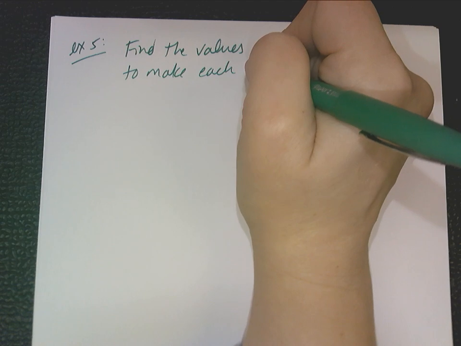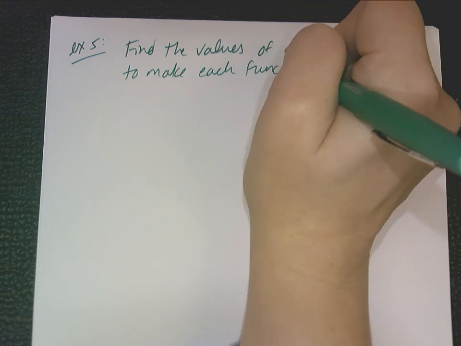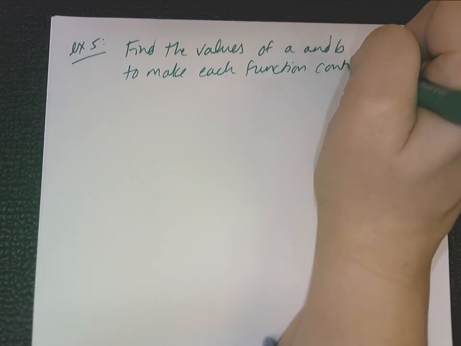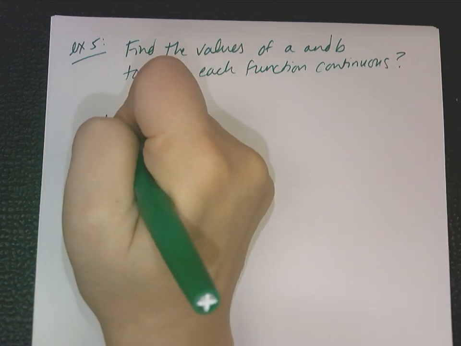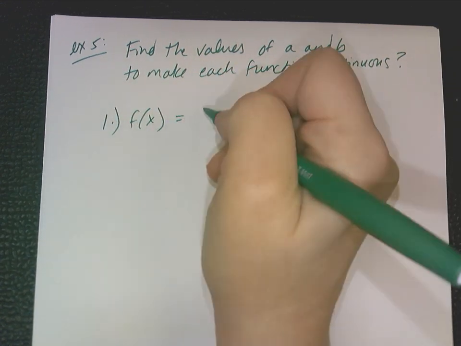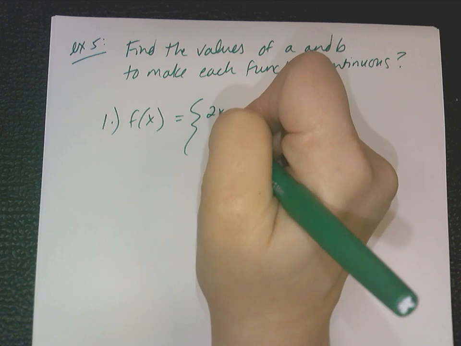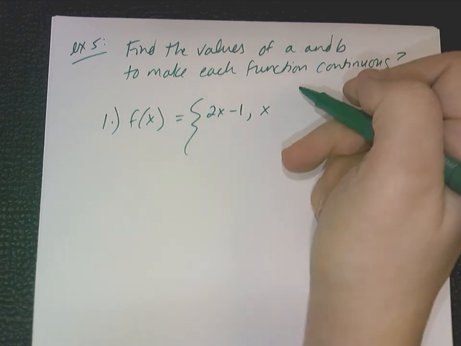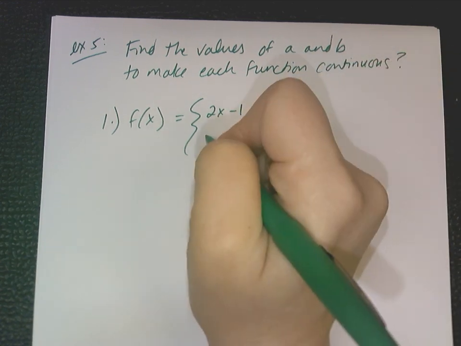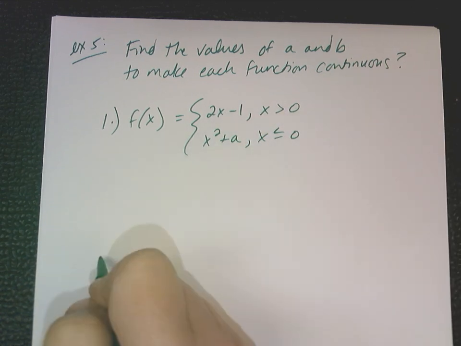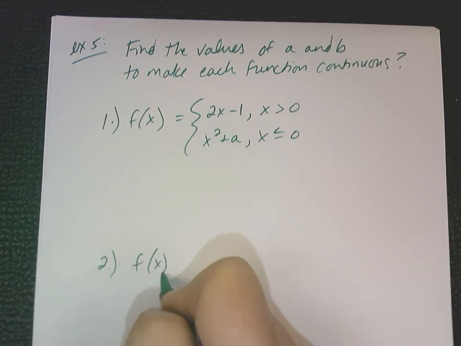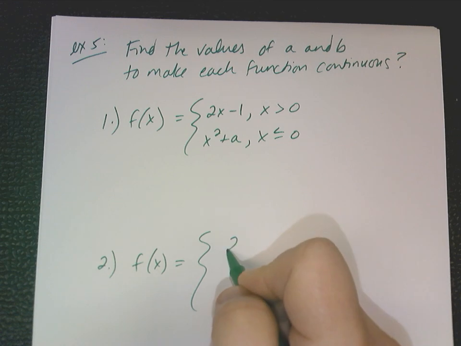Find the values of a and b to make each function continuous. I'm going to tell you right now, this is on the test for sure. And I can't remember if it's on the quiz. I think it is. Greater than 0. Oh, they switched it on this one. Oh, wait for this one. You're going to love it.